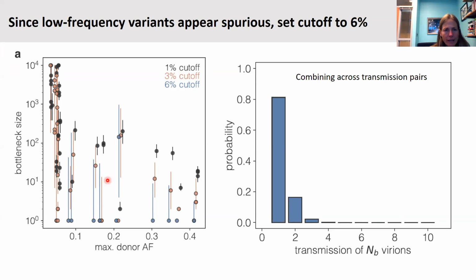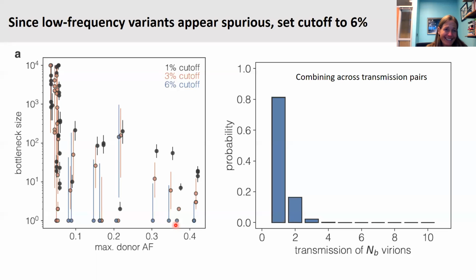And so what you see here is the data organized by the maximum donor allele frequency. Basically in that plot, the variant frequency on the x-axis is the variant that has the highest frequency in the donor. What we find here, going from a 1% cutoff to a 3% cutoff, and then finally to the 6% cutoff, is an iterative decrease in the estimated transmission bottleneck size. That's because as we go from 1% to 3% to 6%, we're effectively cutting out some of those spurious variants that are very, very low frequency.